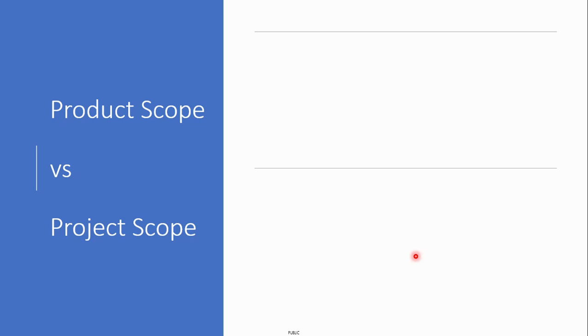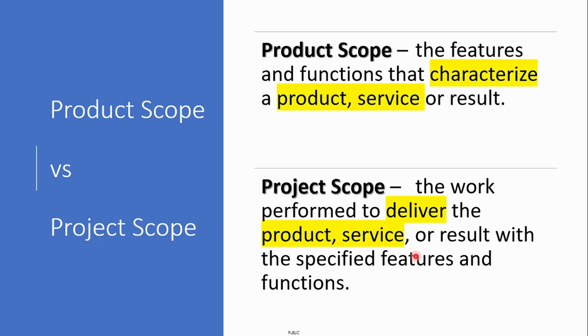Let's try to understand the difference between the product scope and the project scope. Product scope characterizes the functions that characterize the product or the service. That means the features and characteristics of the product which gets delivered under the project is called the product scope. The project scope is somewhat different. It is the actual work that has to be performed in order to deliver the product or service.